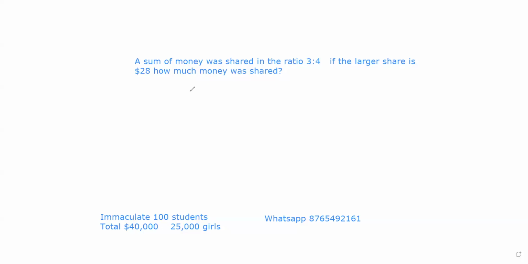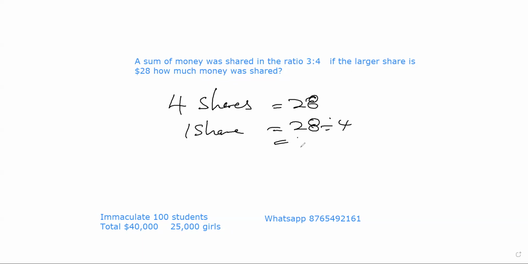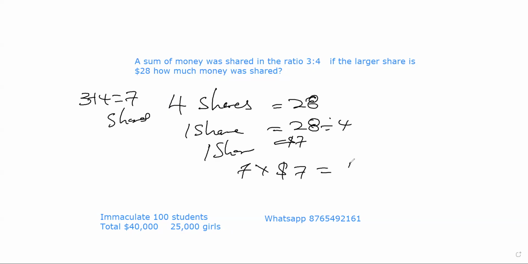All right. So it says a sum of money was shared in the ratio 3 to 4. If the larger share is $28, how much money was shared? What we are saying is the larger share is 4. So 4 shares is equal to 28. We just need to figure out one share, so we divide 28 by 4. One share works out to $7. If we add the 3 and the 4, we get a total of 7 shares. So all we have to do now is 7 times $7, which is $49.